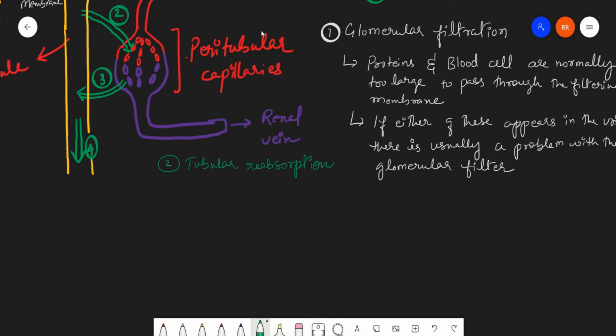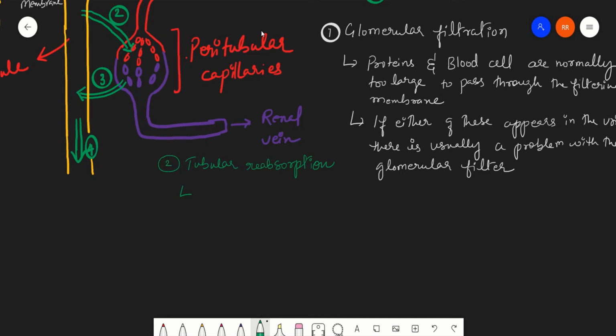Tubular reabsorption means that when there are some essential substances in the filtrate, other than the waste products, like your amino acids, glucose, sodium and potassium, these are needed by the body. So these will be reabsorbed in the peritubular capillaries, and will circulate back into the blood circulation.